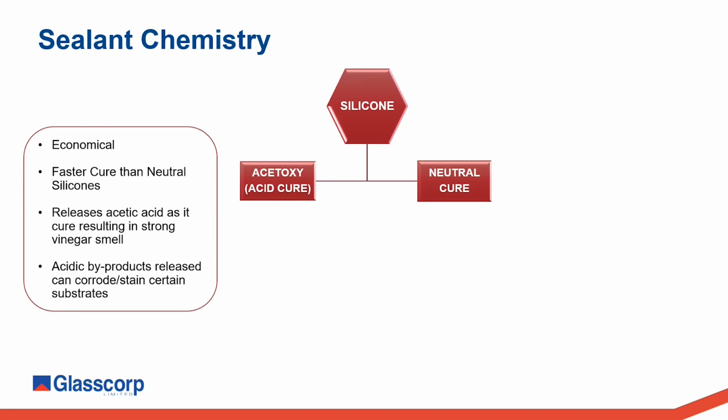Some benefits of the acetoxy silicones are that they are inexpensive, they cure at a faster rate than neutral cure silicones, and they do have excellent adhesion to certain substrates like glass and ceramics, for example. A limitation of acetoxy silicones is that the acidic byproducts that are released during cure can be corrosive and can damage or stain certain building substrates. So they're not suitable, for example, on porous substrates or raw metals.